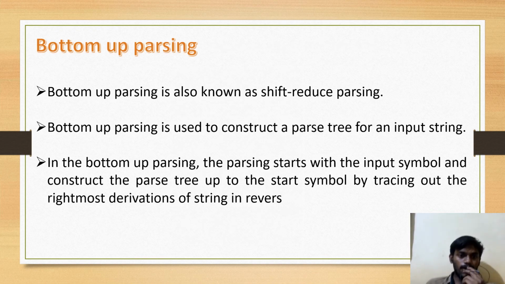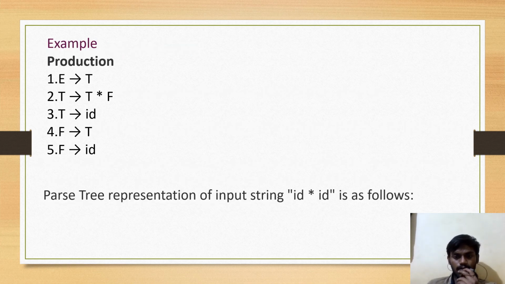Bottom-up parsing. Bottom-up parsing is also known as shift-reduce parsing. Bottom-up parsing is used to construct a parse tree for an input string. In bottom-up parsing, the parsing starts with the input symbol and constructs the parse tree up to the start symbol by tracing out the rightmost derivation of the string in reverse. For example, productions are E tends to T, T tends to T into F, T tends to F, F tends to ID.